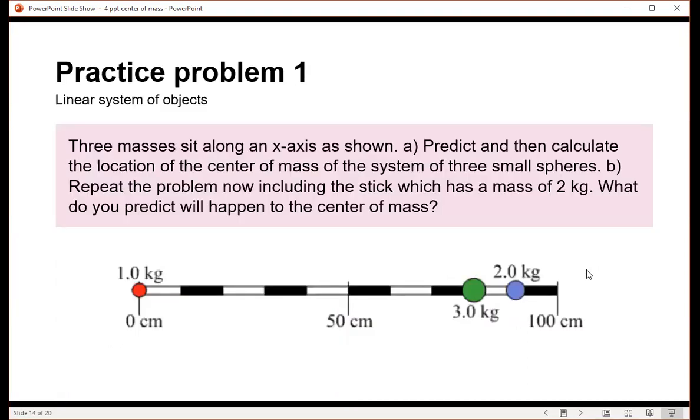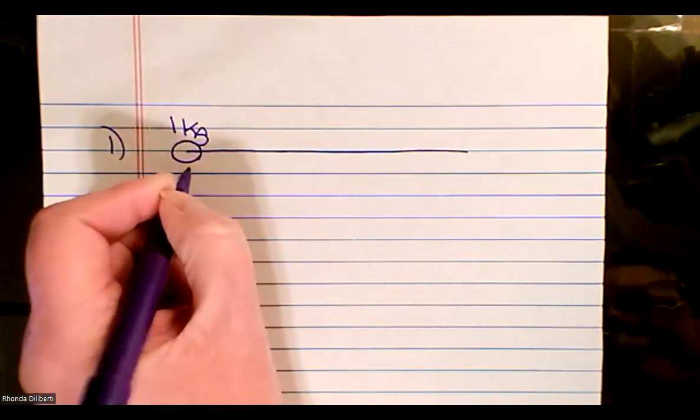So let's look at some problems that can help us see the different ways we can approach center of mass from a calculation standpoint. I'm going to solve these problems on the sheet of paper so that I have a little bit more space. Okay, the first problem says that we have this measuring tape here to help us, and we have a 1 kilogram mass down here at position zero.